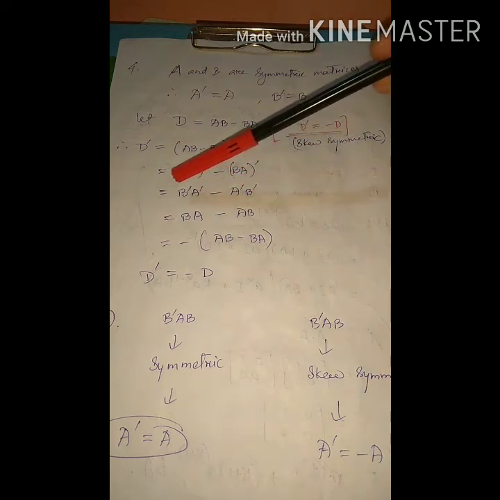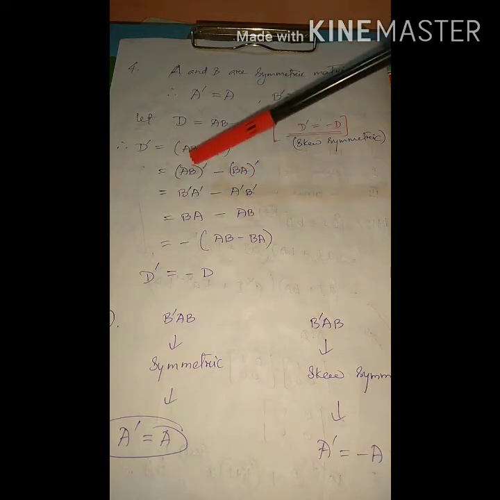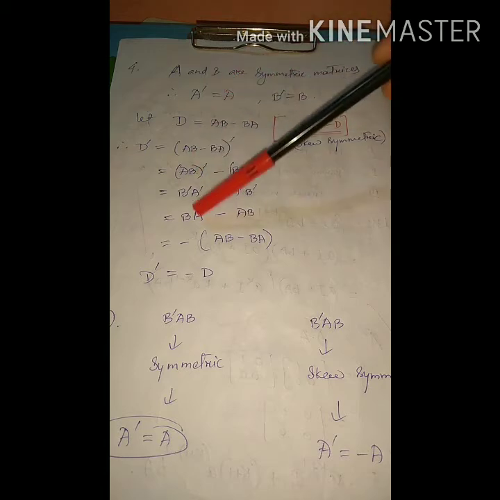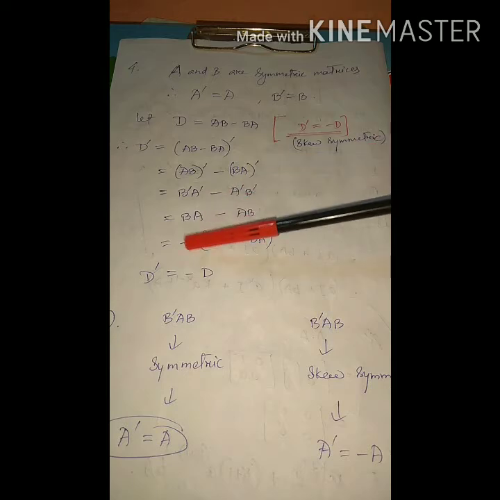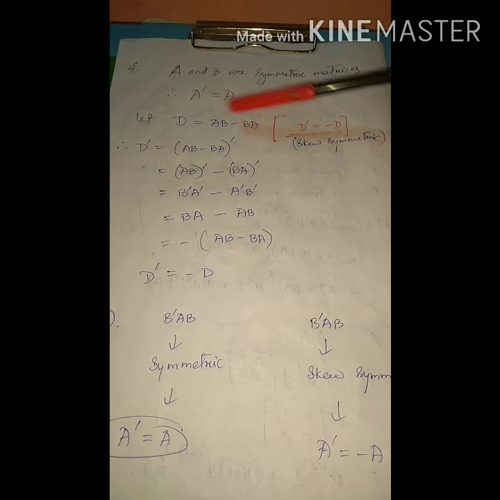Now after that, the values of B transpose and A transpose we already know. So these two values we put here, BA, and here we write AB. Now if you take minus common, then AB minus BA remains. AB minus BA is what we assumed as D. So D transpose equals minus D, and we satisfy our skew symmetric condition. So finally the conclusion we write: hence AB minus BA is a skew symmetric matrix. Is it clear? Okay.